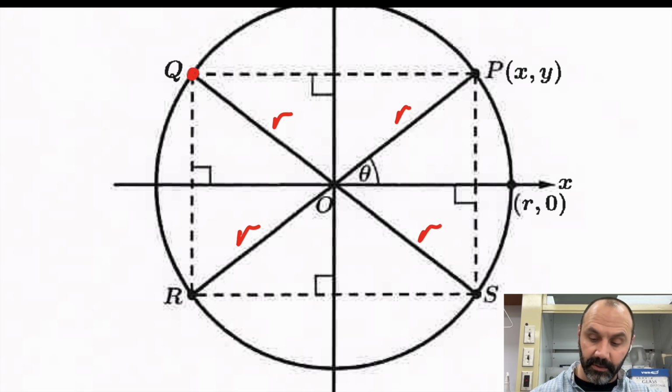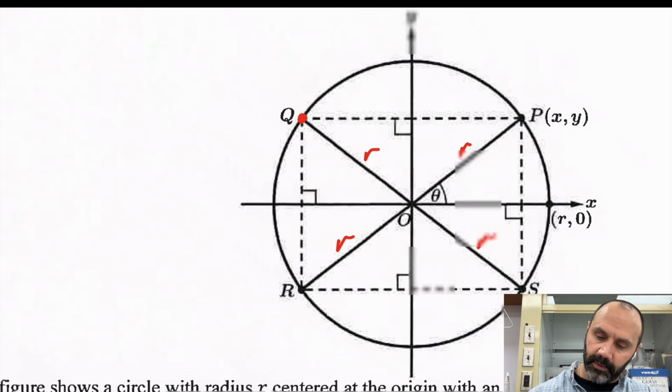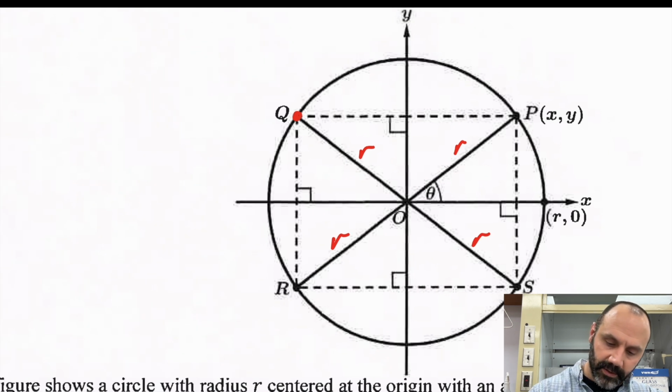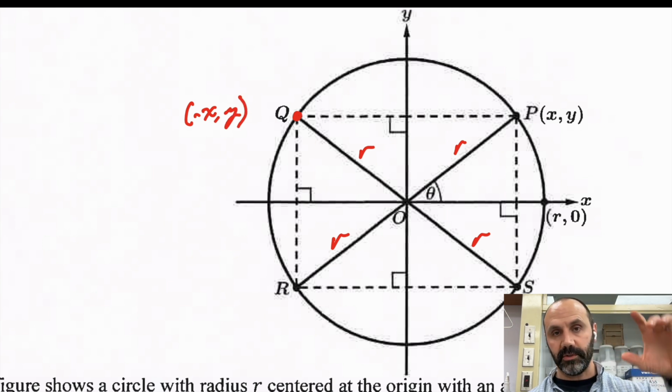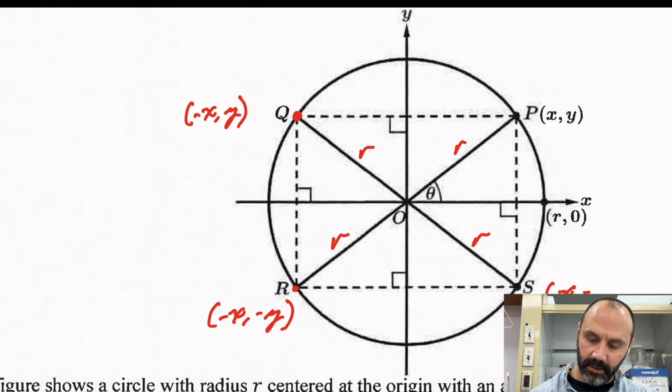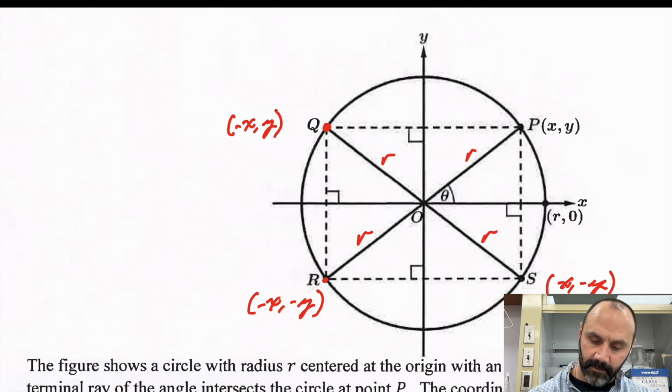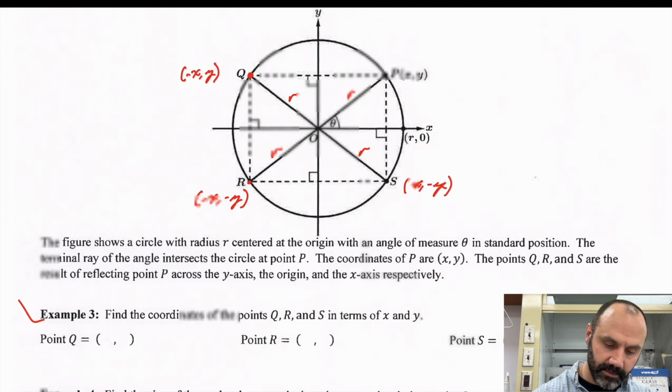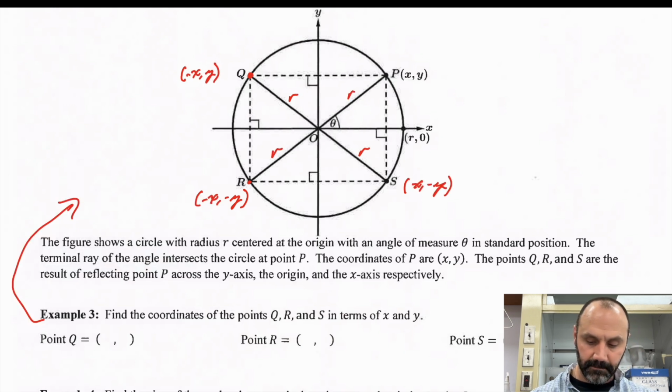Here, point Q, and actually I'm doing example 3 right now. Point Q has coordinates negative x, comma, y. Right? So it's the same height, y, and it's the same distance from the origin, but just on the other side. So it's negative x. Point R has coordinates negative x, comma, negative y. And then S is positive x, but negative y. Okay, so for example 3, I've already done this. You just see the diagram.